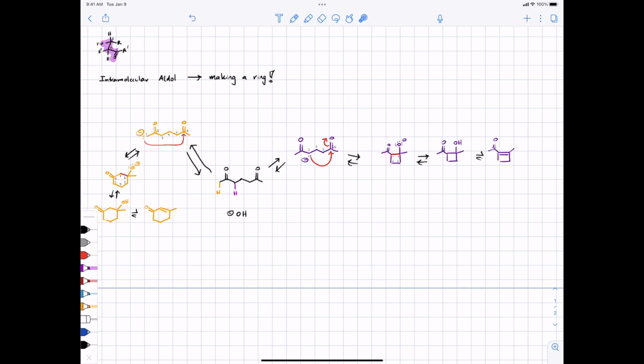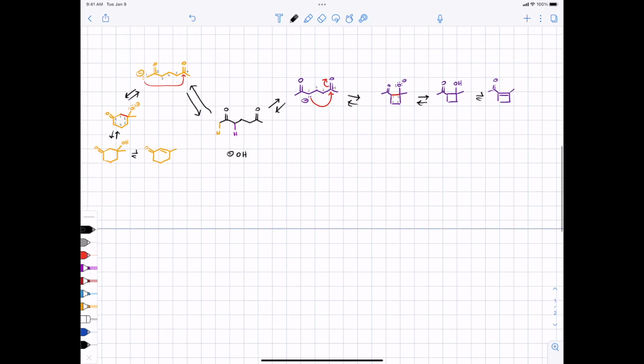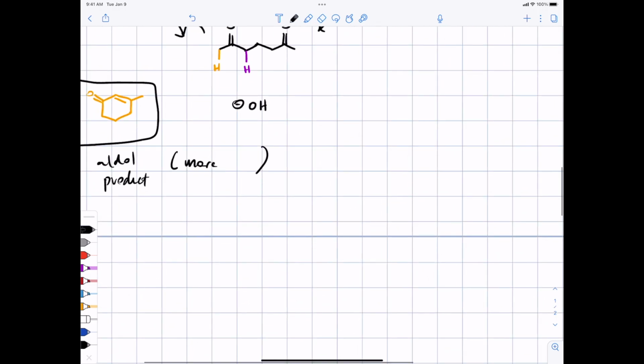So, what do you think? 4-membered ring, 6-membered ring. What's the major product? 6, because of ring strain, right? So the 6-membered ring is going to be the major aldol product because it is more stable. So in an intramolecular aldol reaction, you're looking to make the more stable ring.